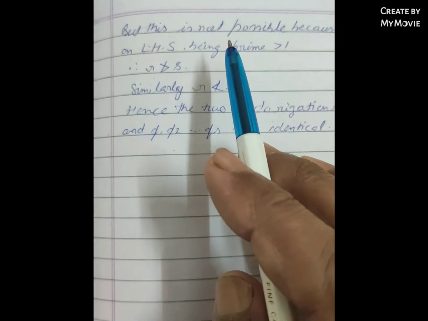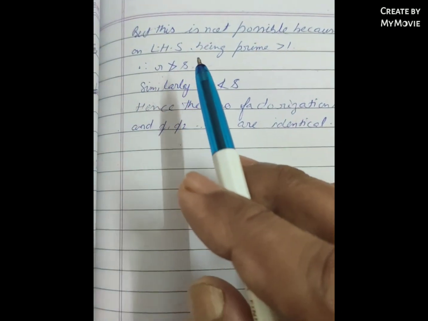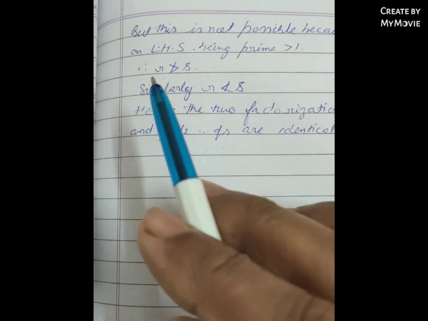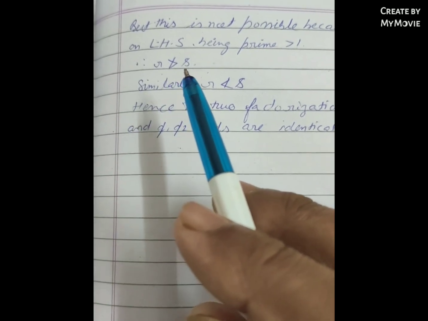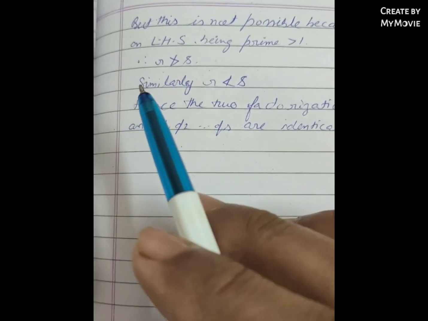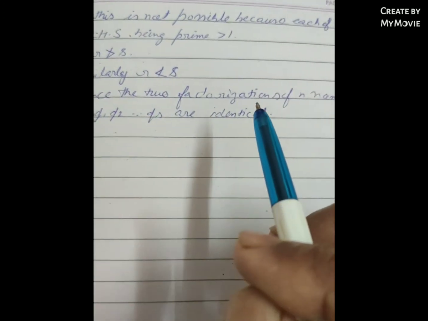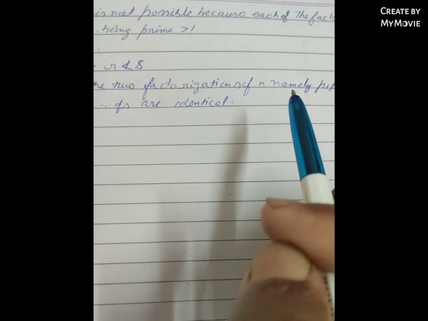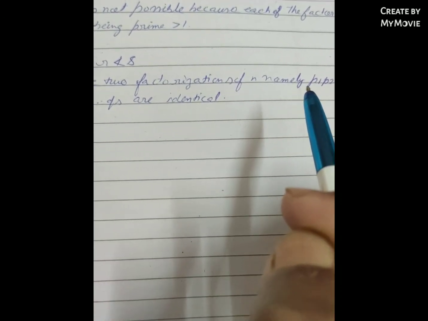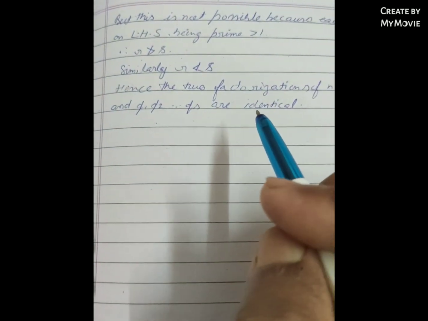But this is not possible, because each of the factors on the left-hand side is a prime greater than 1. So r is not greater than s, and similarly r is not less than s. Hence the two factorizations of n, namely p1 p2 ... pr and q1 q2 ... qr, are identical.